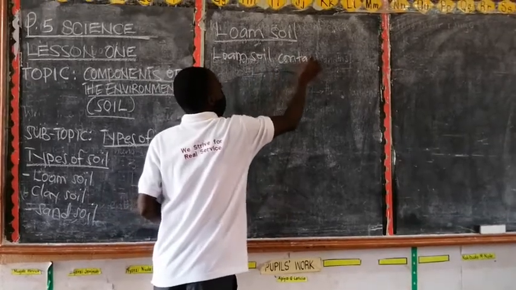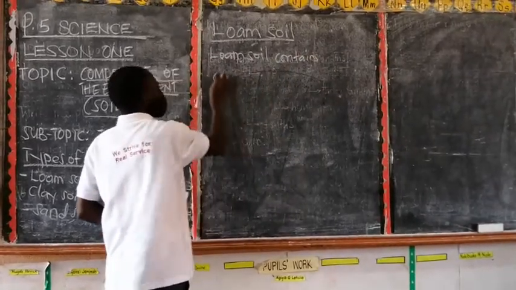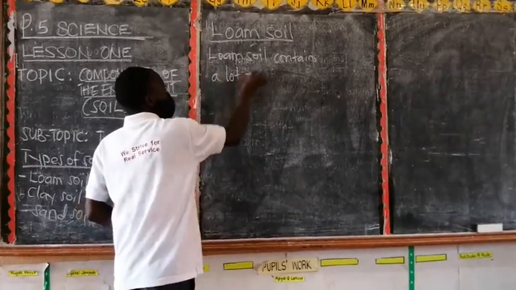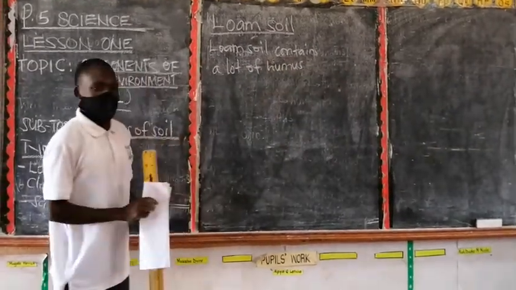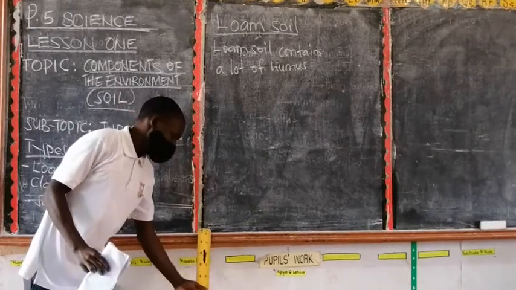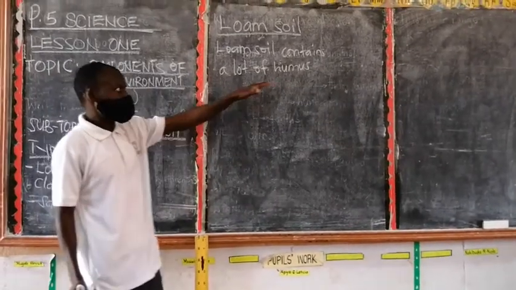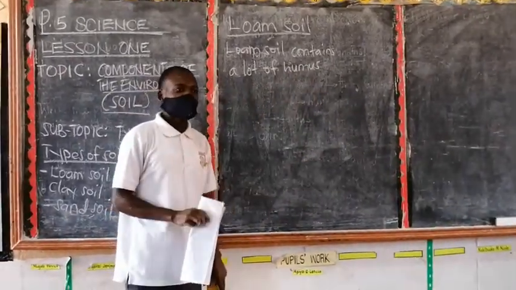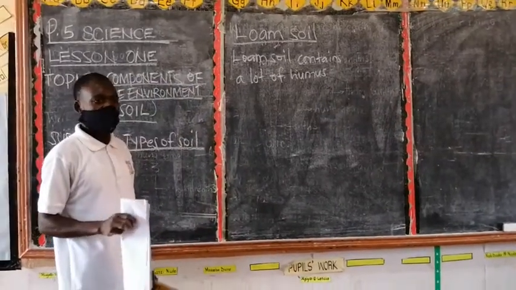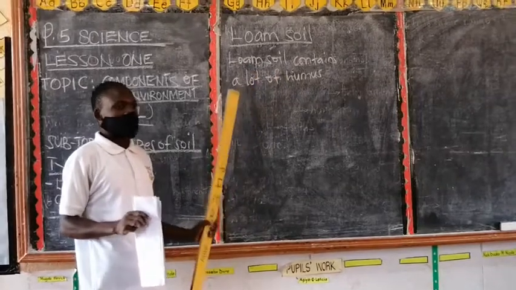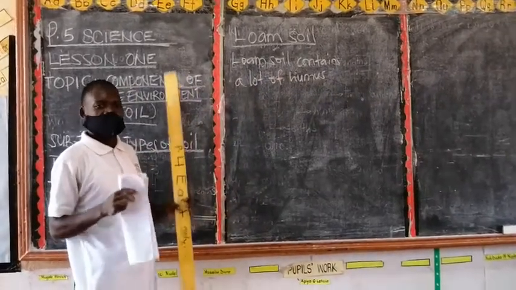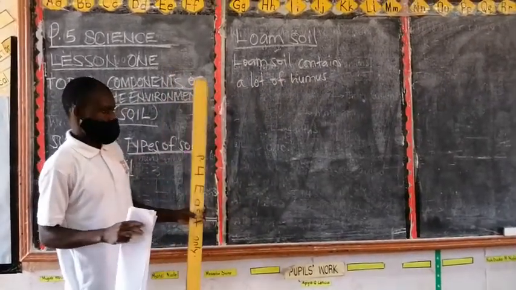contains a lot of humus. I remember when I was speaking about components of the soil, we talked about humus. So humus is one of the components of soil that make the soil fertile. So when loam soil is having a lot of humus, it means it is fertile. That's why it's suitable for crop growing.